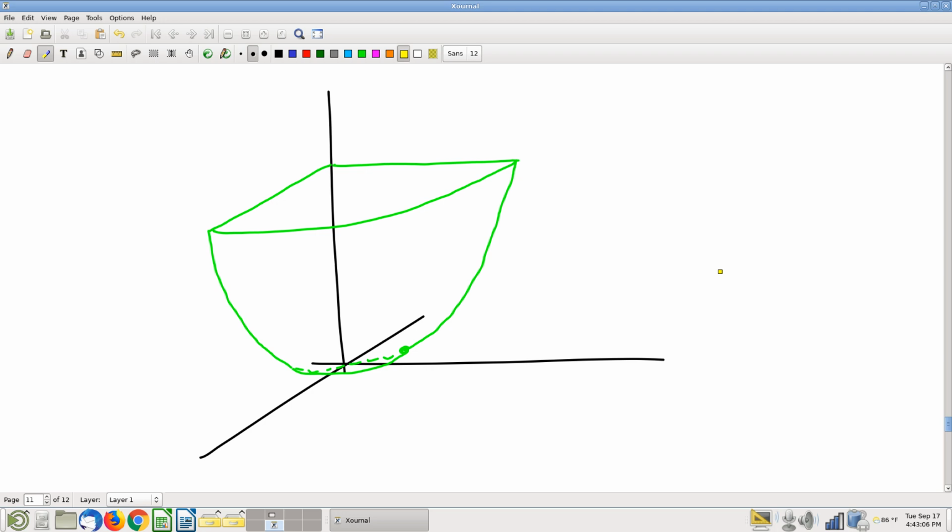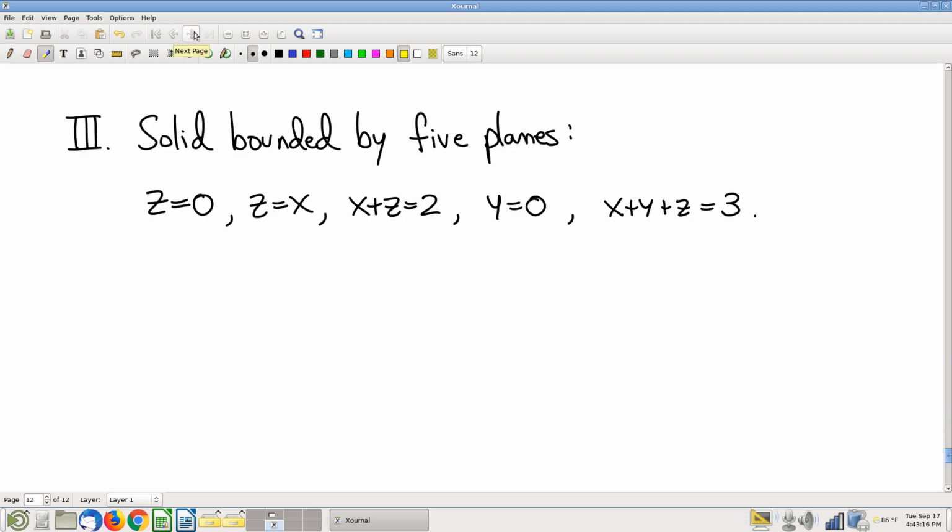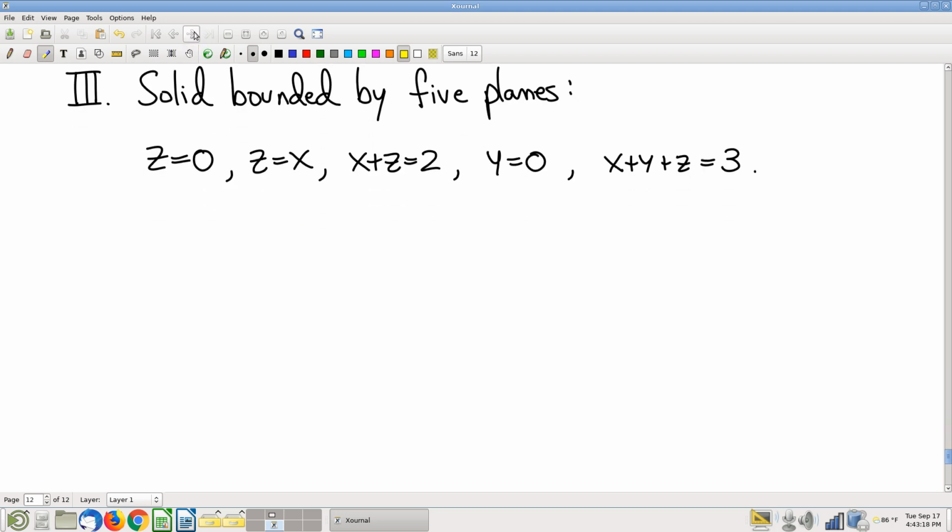So anyway, think in terms of going in stages. You draw something, you learn from it, then you draw your next attempt better. Okay. All right. Last example here. So this is a tricky one as well. I want to talk about how to draw a solid that's bounded by these 5 planes.